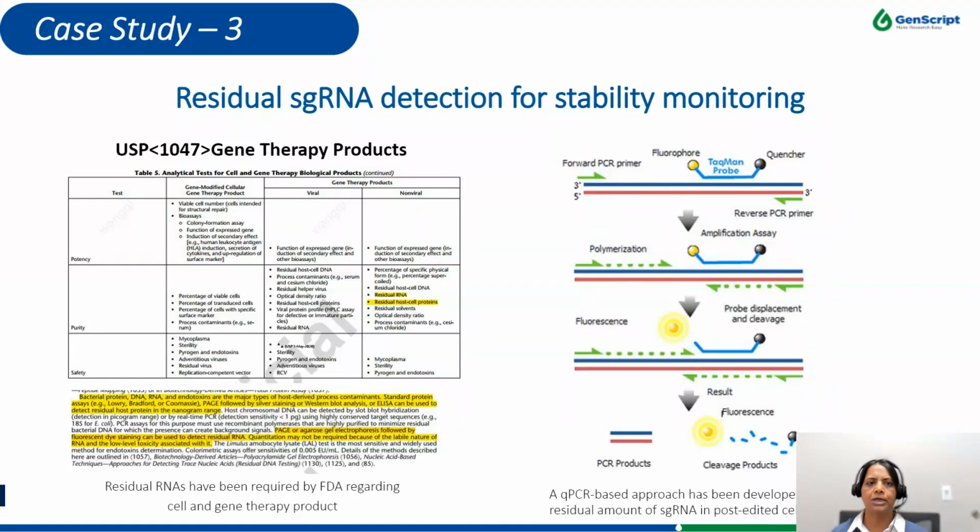The qPCR method utilizes the TaqMan probe, which has a fluorescent tag on one end and a quencher on the other end. And when the probe binds to the sgRNA sequence, the fluorophore is cleaved from the quencher, generating a fluorescent signal that allows us to measure the residual sgRNA level.